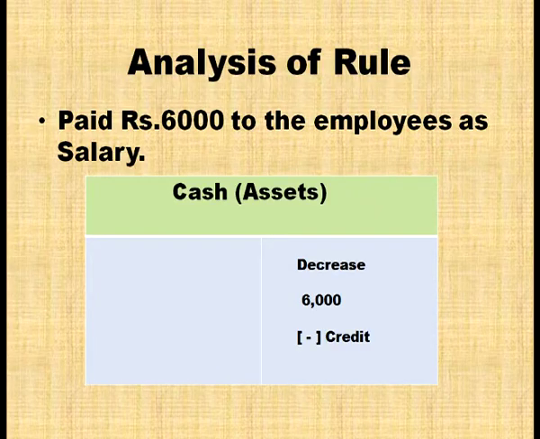So, as an expense, salary is increasing, so salary account is debited. And cash being an asset, it is decreased, so it is credited. So, in this transaction, two affected accounts are salary and cash. Salary debit and cash credit.